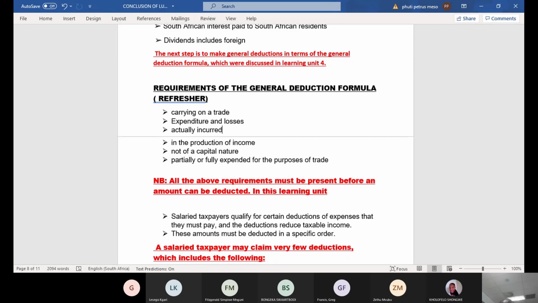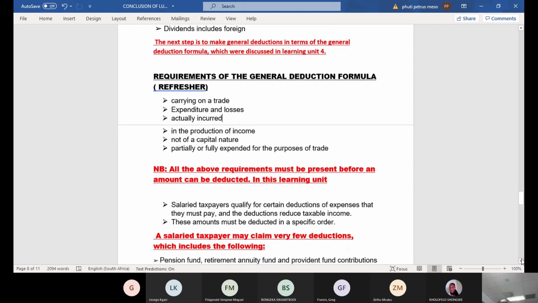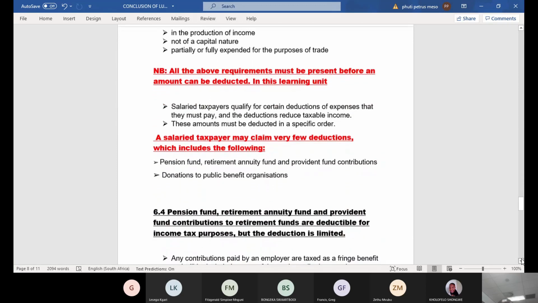It's important to still emphasize that you have to read that part. So all of the above requirements must be present for an amount to be deducted in this learning unit, right? They must be in the carrying on of a trade, with expenditure and losses that are actually incurred in the production of income, which is of a non-capital nature, and they must be partially or fully expended for the purpose of trade. Nothing other than the purpose of trade.